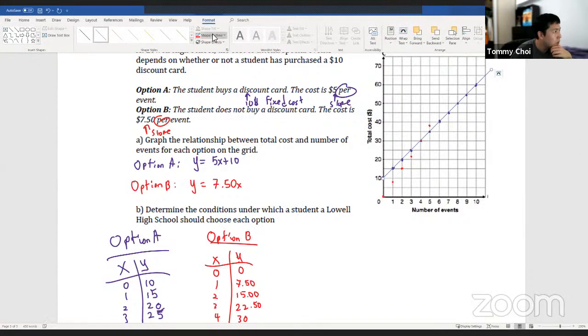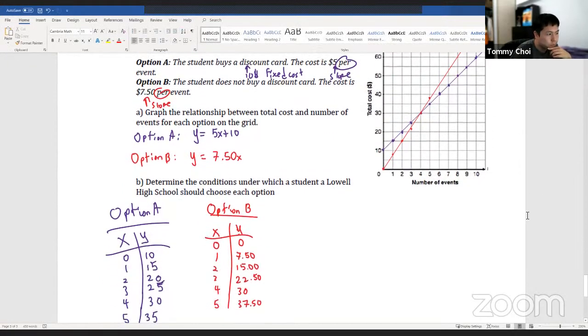Voila, absolute beautiful art, such as Mr. Choi's amazing art. And the second one is going to be our red line here. Trying to go through all of this line as best as possible, and we do that. Okay.